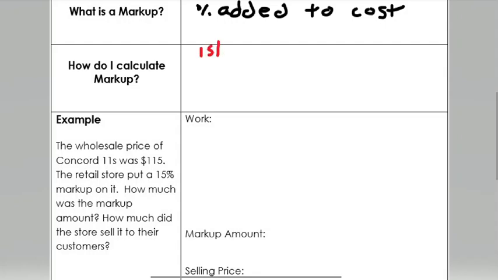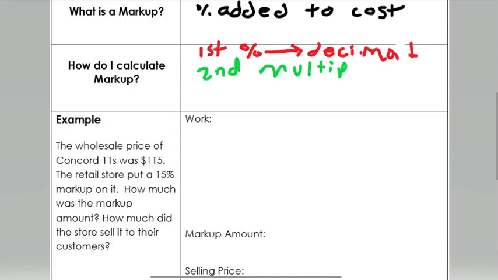Well, I know my first step is the same as all the others. Percent, we got to change it to a decimal. All right. My second step, I know that I have to multiply. And then my third step, it's mark up. So if I'm marking something up, I'm going to add. Okay? So let's read our example. The wholesale price of Concord 11s was $115. The retail store put a 15% markup on it.